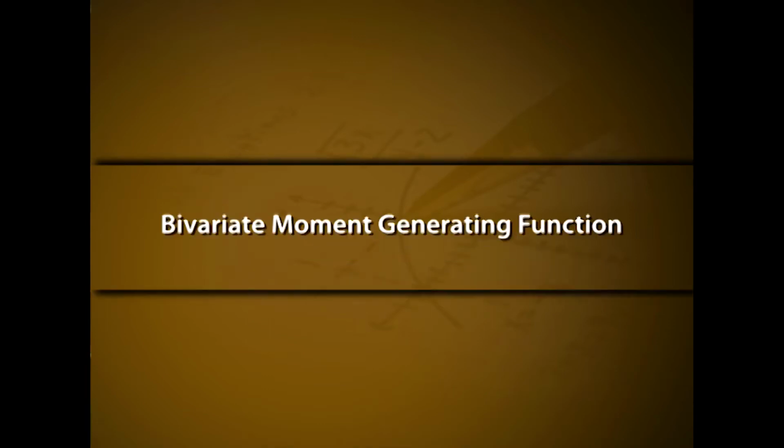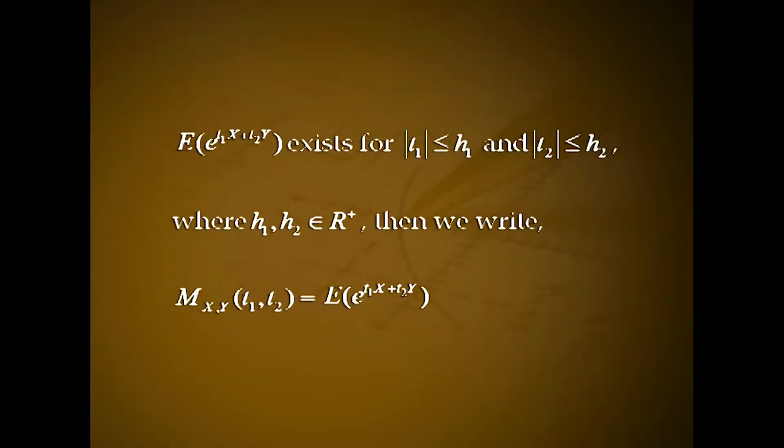Bivariate moment generating function. For two random variables x and y, we already studied that if expectation of e raised to t1 x plus t2 y exists for modulus of t1 less than or equal to h1 and modulus of t2 less than or equal to h2, where h1, h2 belong to R plus, then we write Mxy of t1, t2 equal to expectation of e raised to t1 x plus t2 y and call it the MGF of the joint distribution of x and y or bivariate MGF of x and y.